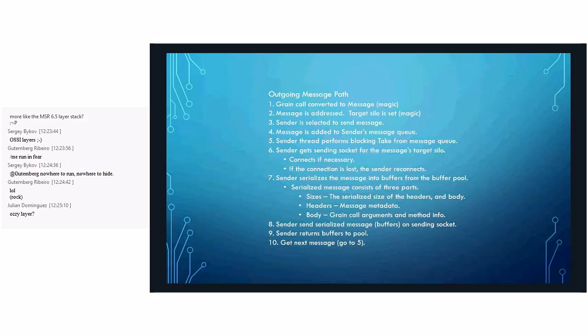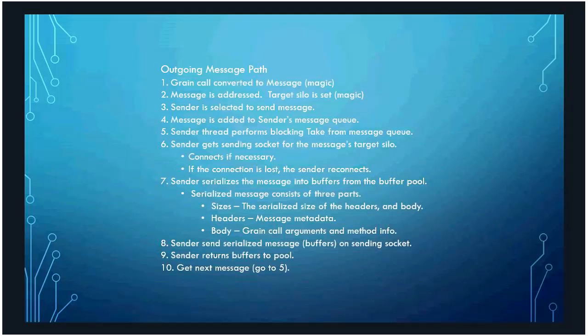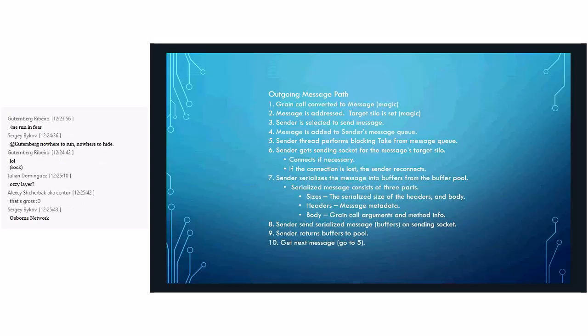As I mentioned before, we initially put these things into the sender's queue, and then the sender thread does a blocking read on that message queue to get a message. Blocking reads here because we don't want to be spinning or using any extra CPU. If there's no message to send, there's nothing for that thread to do, so it just blocks. Once it gets a message from the queue, the sender thread tries to obtain a socket to that silo that it's trying to send to. If one doesn't exist, it'll establish the connection. If the connection is lost, it'll reestablish.